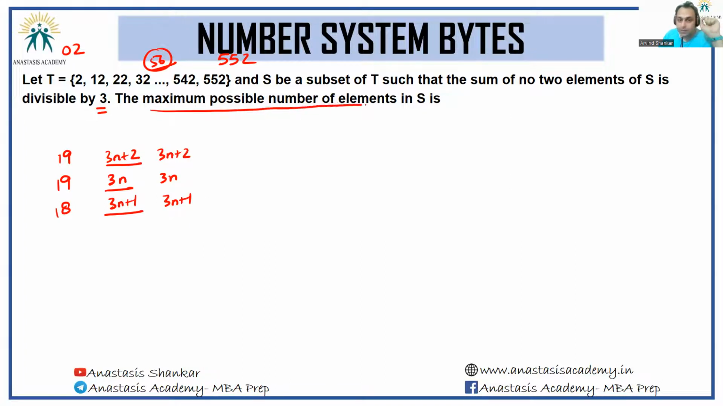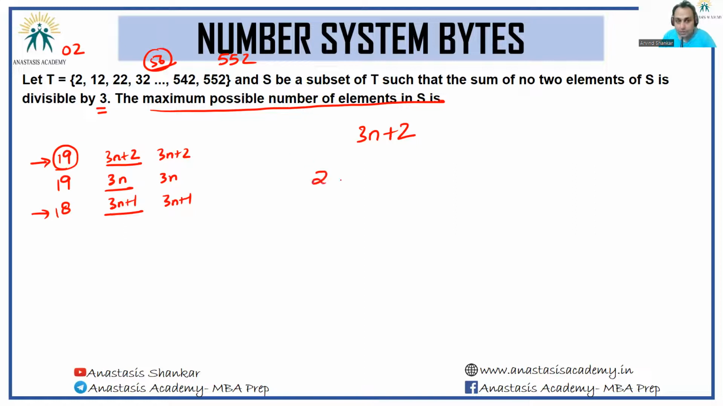I want the maximum possible number of elements in S, and no two elements of S should add up to a multiple of 3. Now see, if I took a 3n plus 2 kind of number, can I take any more 3n plus 1 kind of number? If I took a 2, can I take a 22 anymore? Not really, not possible. So as soon as I select one of these groups, the other group is completely out of bounds. I cannot select that anymore. The problem inherent here is, which group do I select? Of course, the group that has the greater population.